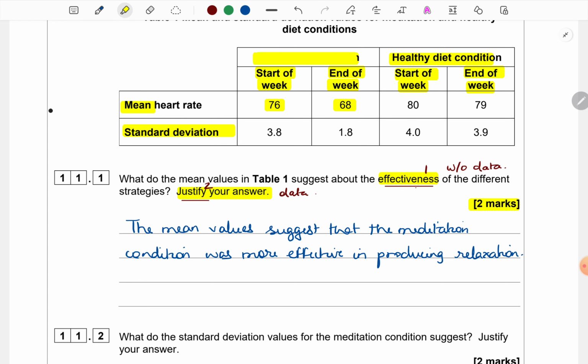Okay, and why I'm saying this before I write down, just to explain to you, because we can see for the meditation condition, the heart rate has come down by 8 points at the end of the week. But for the healthy diet condition, it's more or less the same. It's come down only by 1 point. So using these figures only, we have to justify.